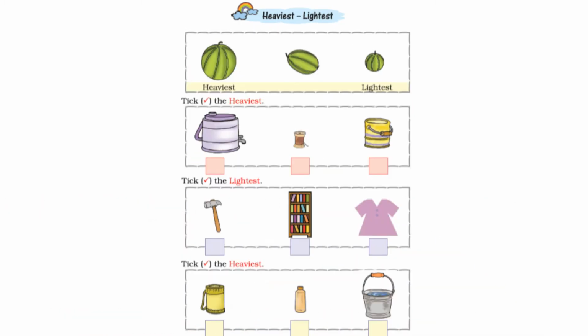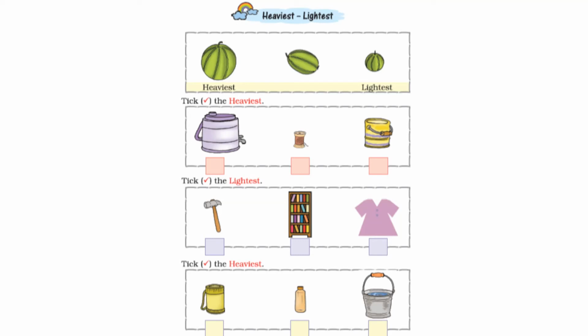Heaviest and lightest. Heaviest means सबसे वजनदार. If you are comparing more than two things at a time, उन सबसे वजनदार है heaviest and उनमें से सबसे जो हल्का है that is lightest. So they have compared three watermelons. So which is heaviest? The most left one is heaviest and the most right one is lightest. सबसे हल्का है the rightest one.